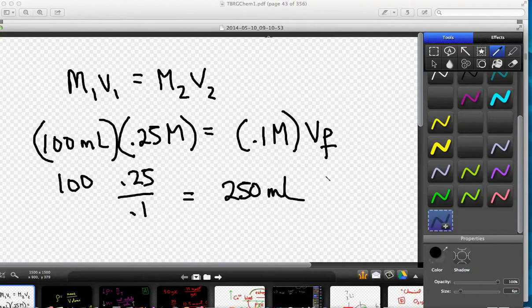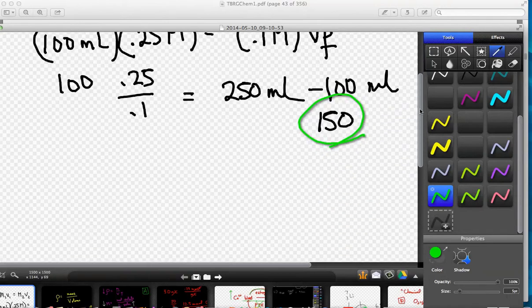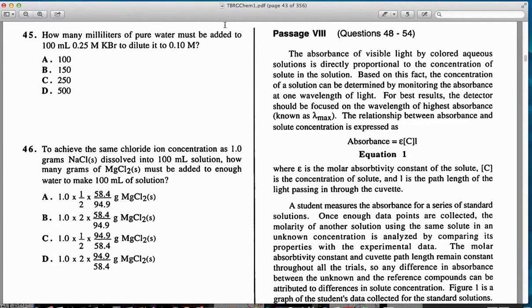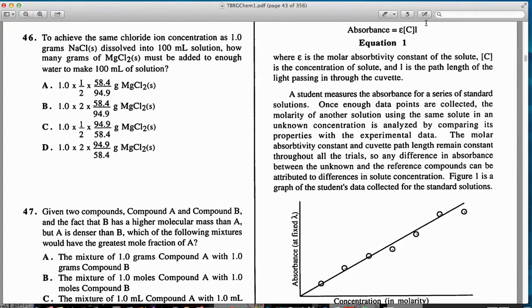But I must subtract the 100 I already have, because the question is, how much do I add? Make sure you read the question carefully. Therein lies the lesson. So when we evaluate our responses, C is the best answer for number 45. Okay.